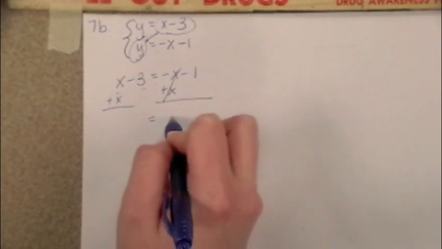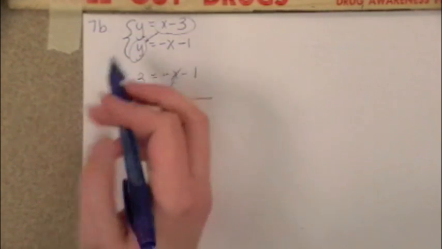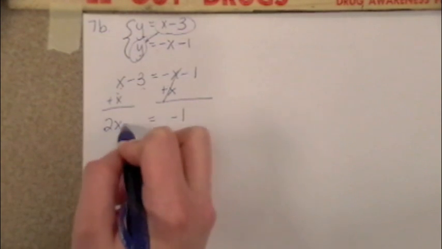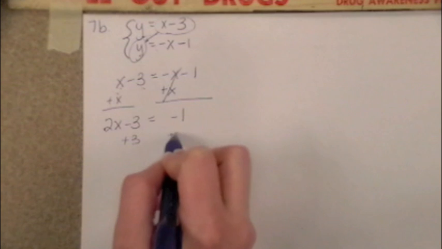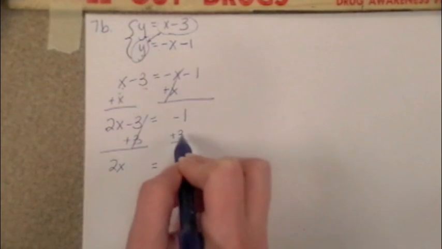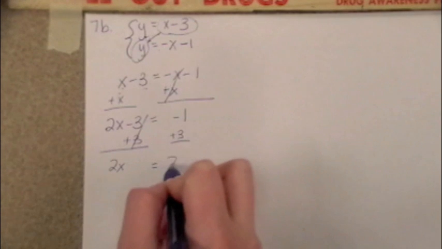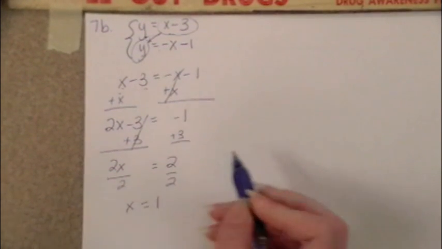On the right, the x's will cancel and we'll just have negative 1. On the left, we've got x plus x, that makes 2x, and then the minus 3 comes on down. Now to undo our minus 3, we add 3 on both sides. So we have 2x equals negative 1 plus 3, or 3 minus 1 is 2. Divide by 2 to get x by itself, and x equals 1 here.